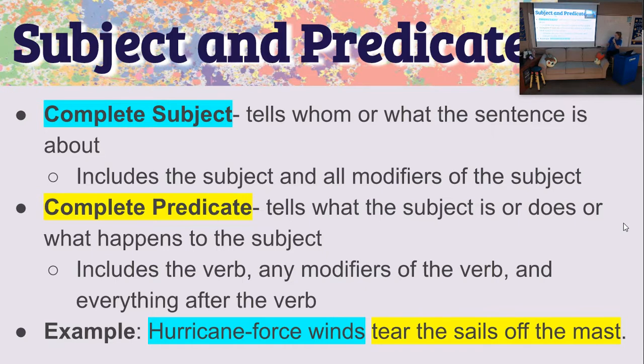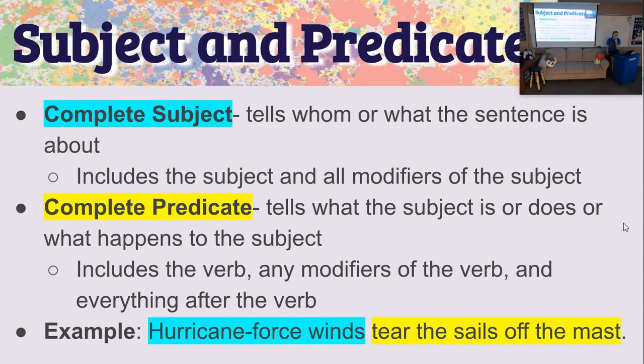So, tear the sails off the mast. What is the verb? Yeah, tear is the verb. It tells us what the winds are doing. The sails is telling us what it's tearing. Off the mast is telling us where it's tearing the sails. So that whole thing is the complete predicate.